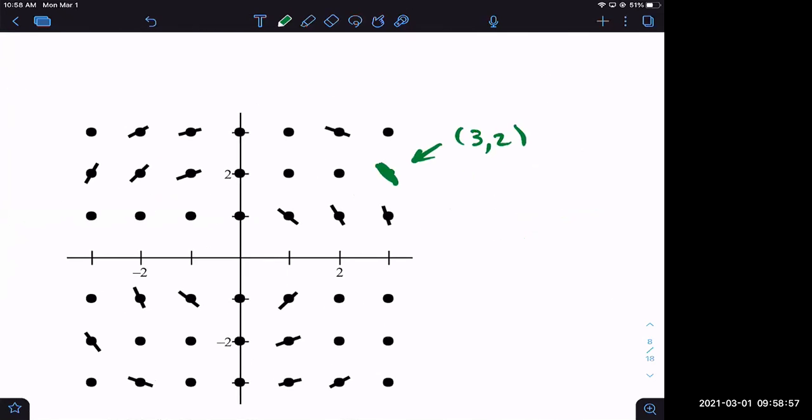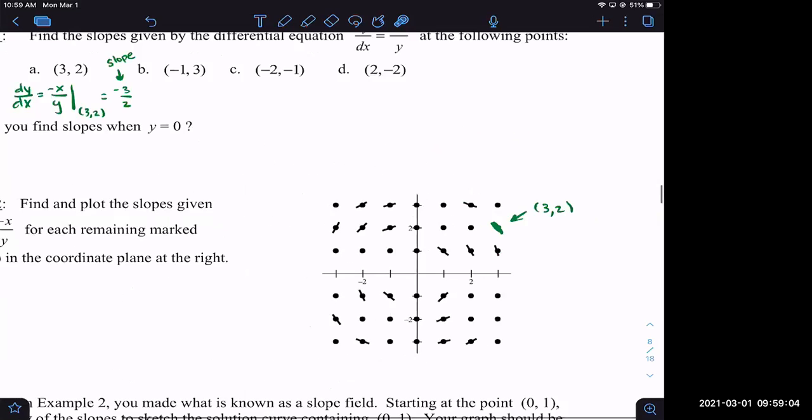You can tell it doesn't need to be precise. You will be expected to sketch some of these sometimes. It just has a negative slope, but it's a little steeper than 1. So just relative steepness is what matters.